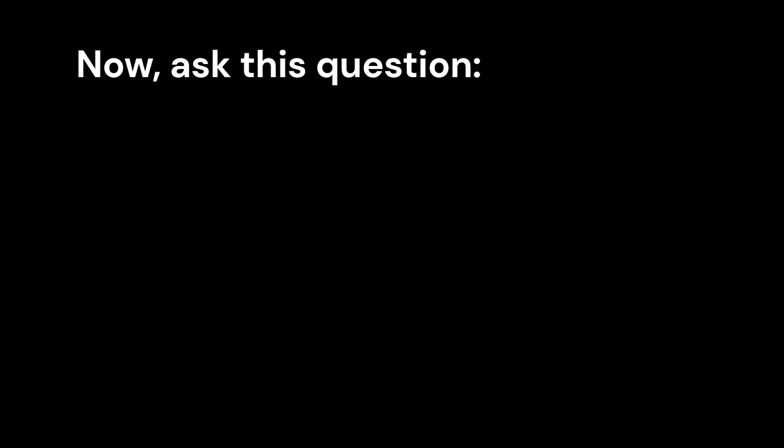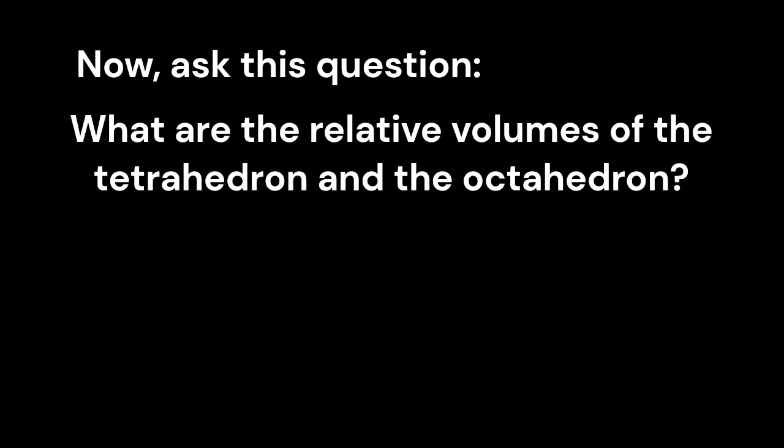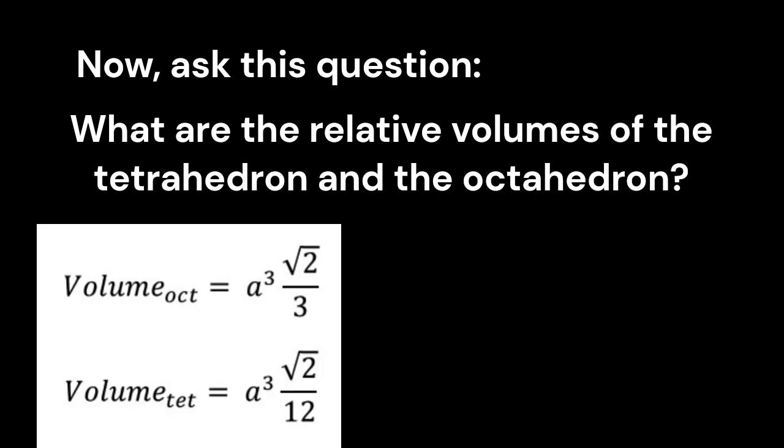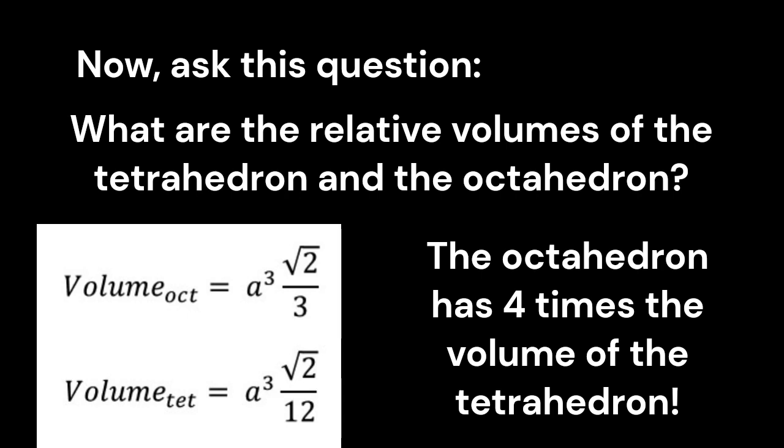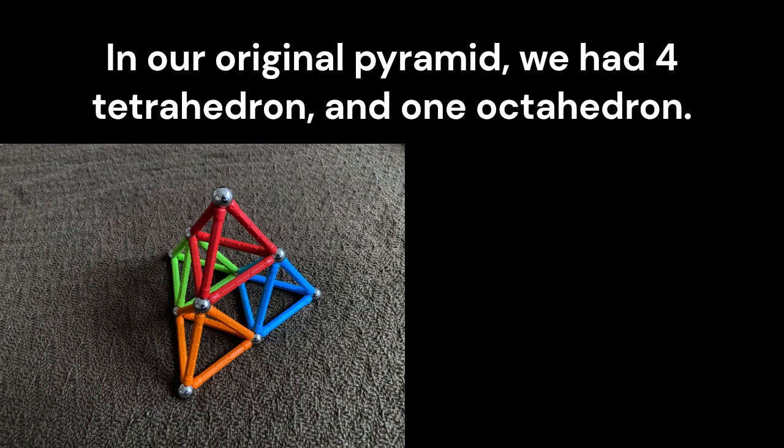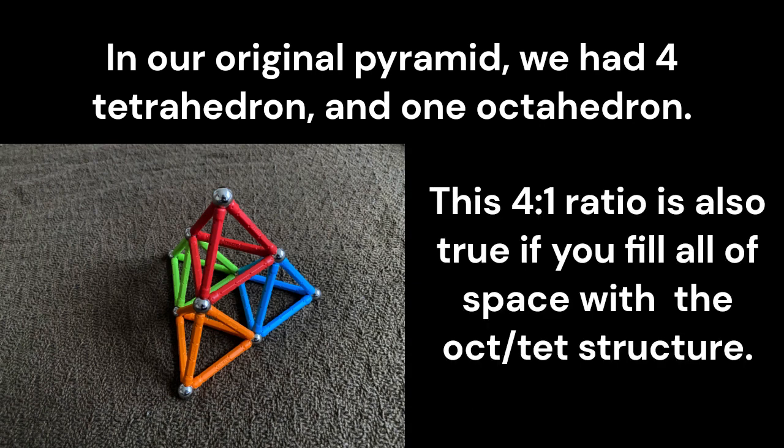Now ask this question: what are the relative volumes of the tetrahedron and the octahedron? Well, setting the edge length as a, the volume of the octahedron is a cubed times the square root of 2 over 3, and the volume of the tetrahedron is a cubed times the square root of 2 over 12. So the octahedron has 4 times the volume of the tetrahedron. In our original pyramid, we had 4 tetrahedra and 1 octahedron in the center. This 4-to-1 ratio is also true if you fill all of space with the octahedron-tetrahedron structure.